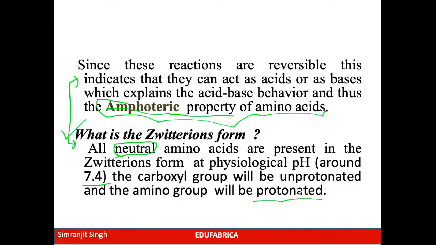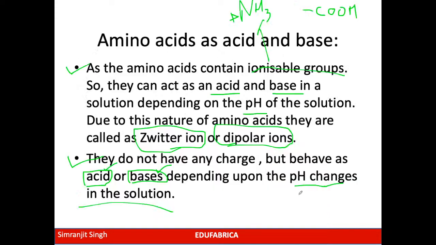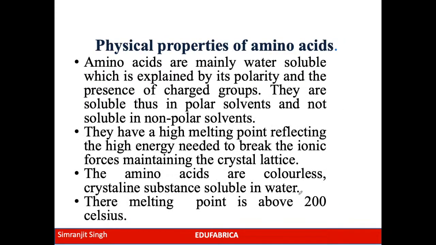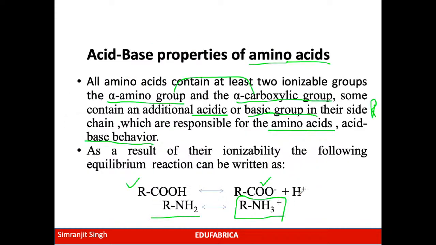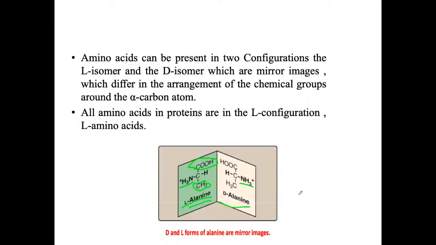Now, as we have discussed since morning, we started with the basic structure of amino acids, how they act as acid and base, and their biological importance. We started physical properties, discussed optical activity, the acid and base properties of amino acids, then the amphoteric and zwitterionic properties. These are L-alanine and D-alanine, the left image and right image.